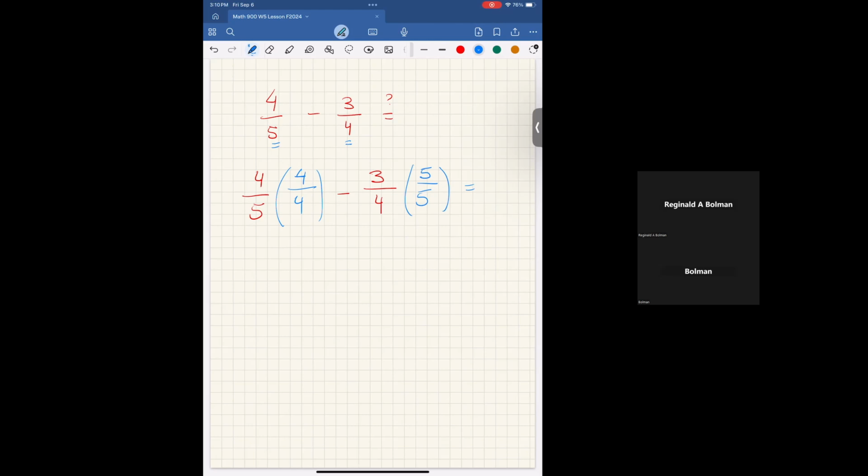Okay, so now we just have a more long-winded multiplication problem. 4 times 4 gives you 16. 5 times 4 gives you 20. 4 times 5 gives you 20. 5 times 3 gives you 15. And now you have 16 minus 15 all over 20, which gives you 1/20, which would be an answer. And the correct answer as well.